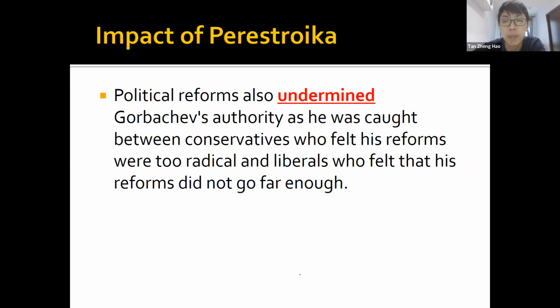Okay, because there were people who felt that he did not do enough. Some people felt like he did too much. So he was sandwiched between both sides. Some people think he shouldn't have changed the communist system because we are a communist country, so they hated him for that. But there were people who wanted change for a very long time and think he did not change enough. So instead of pleasing both sides, they start to target him. Okay, and he lost a bit of authority.